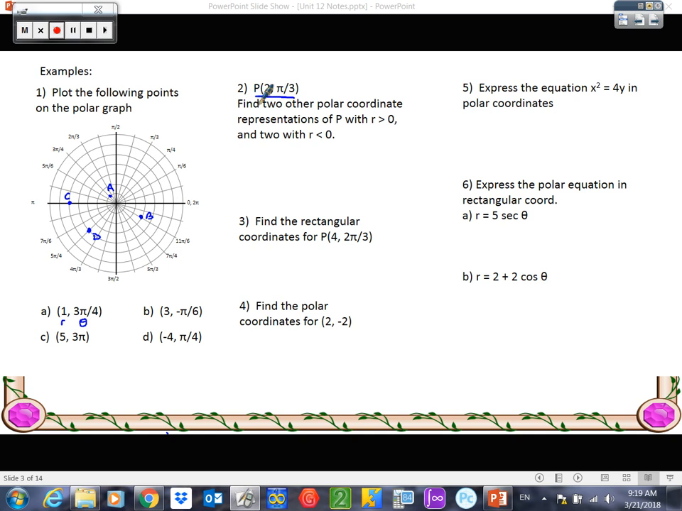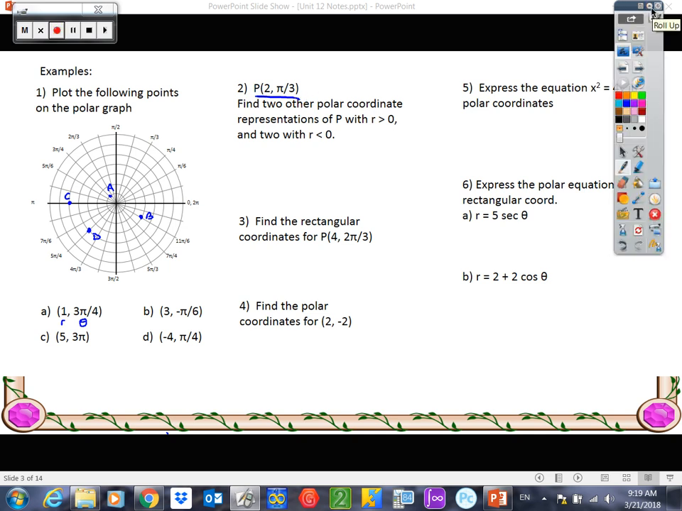So let's just see, where would pi over 3, 2 be? Let's plot that over here. So let's go to pi over 3 and go to 2. So right here, that's what we're looking at for number 2. Okay, so that's the location that we are interested in.